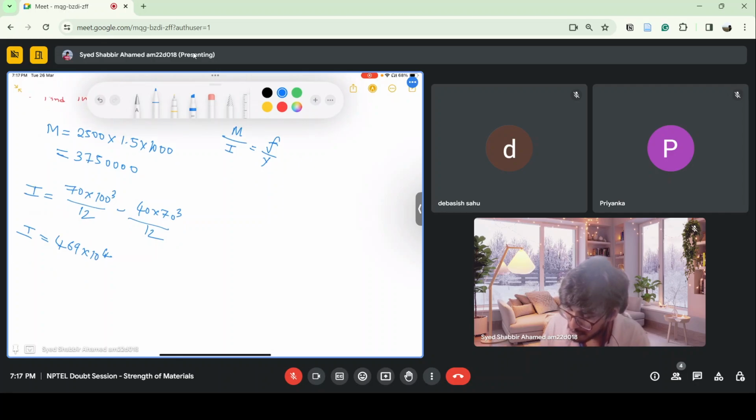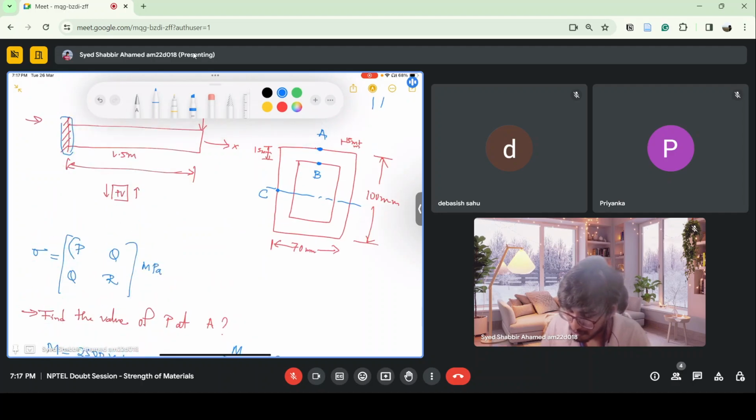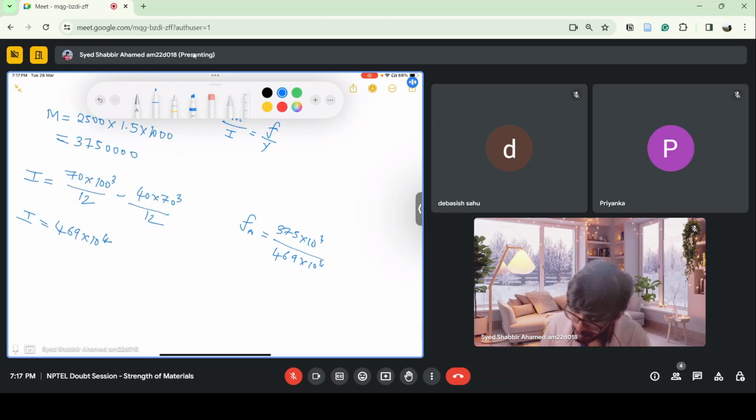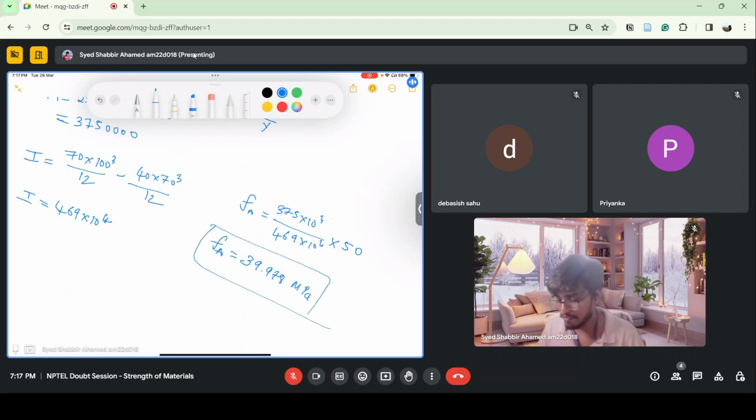So I know I, and I know M. So M by I, and bending stress at point A. Y is the distance from the neutral axis to the point, which is 50 mm. M is 375 into 10 to the power of 4, I is 469 into 10 to the power of 4, and y is 50. So I'll get 375 by 469 into 50. The bending stress is 39.978 MPa at point A.